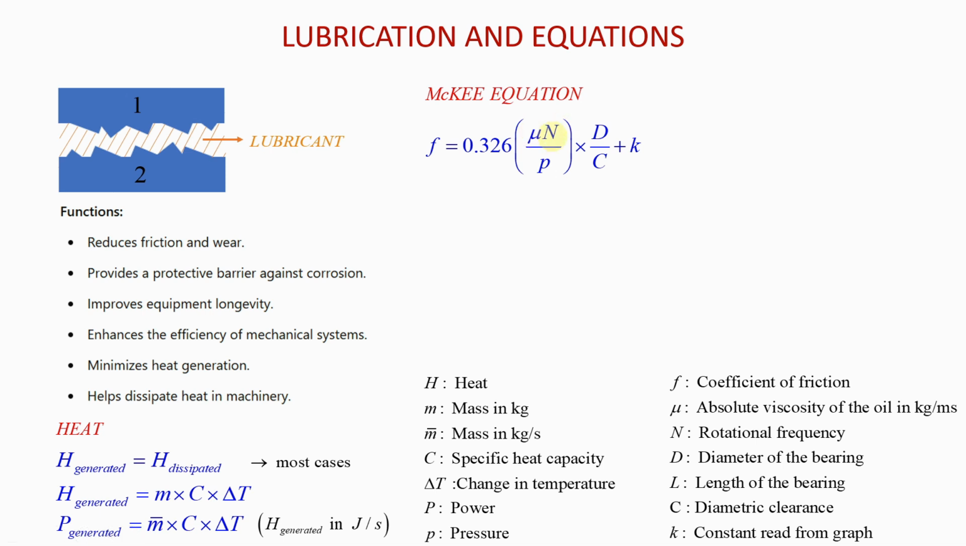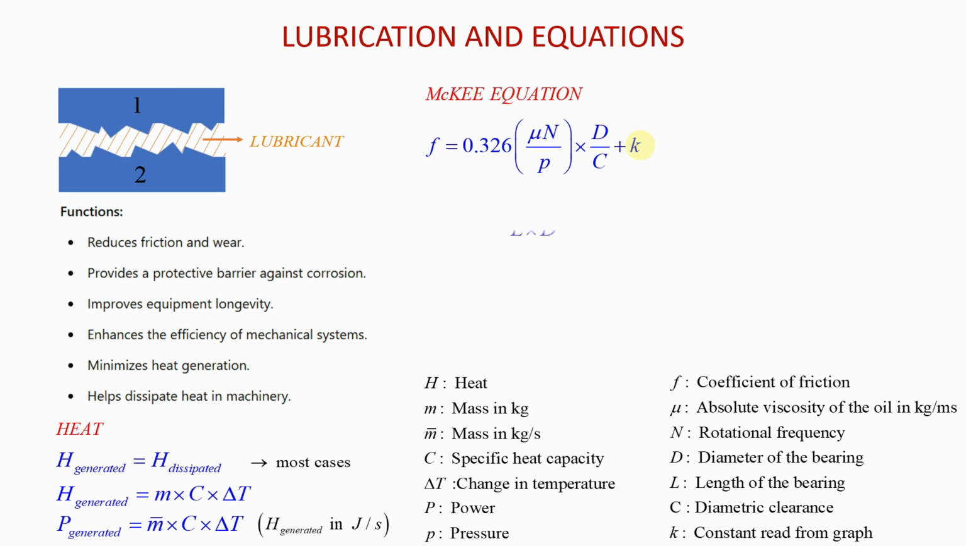N that you have here is the RPM, P is the pressure, D is the diameter of the shaft, okay, which is also the diameter of the bearing in some instances. And C here is the clearance, and K that you see there is a constant that you will actually read from a graph, but we're gonna get to that.